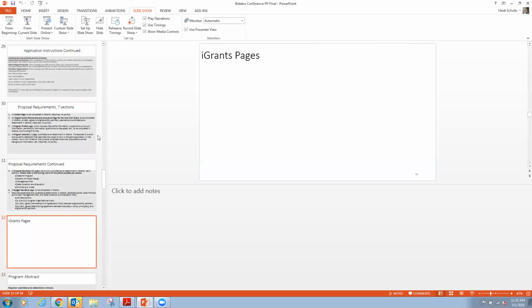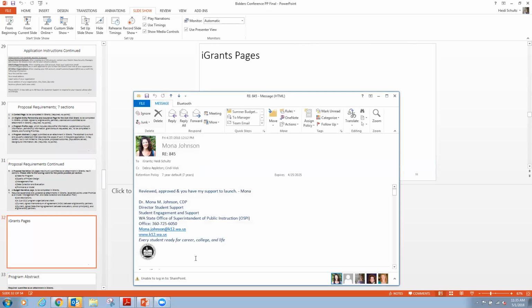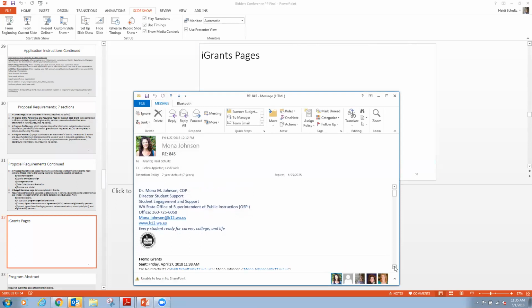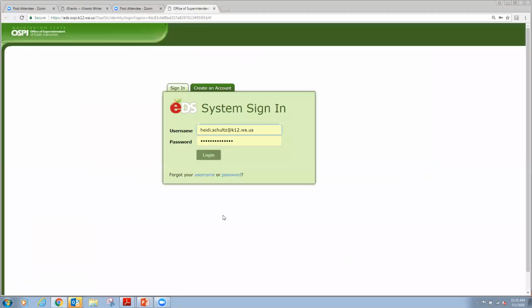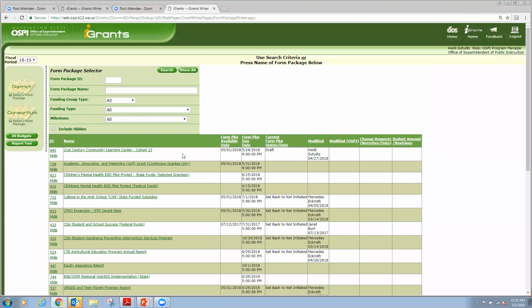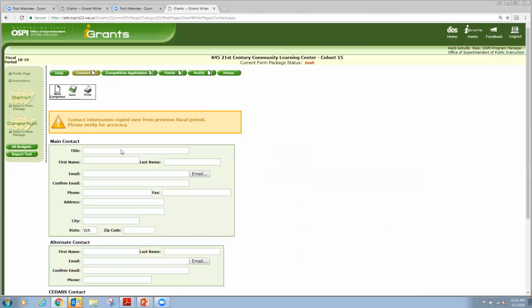So if you'll just bear with me for a minute, I'm going to pull up the iGrants pages. This is the EDS system that we talked about a few minutes ago. And our iGrants is just one part of the EDS system. And I am in the development site, and I'm pretty sure that when you pull it up, it'll look similar, but this is the only way that I have access to it at this time.